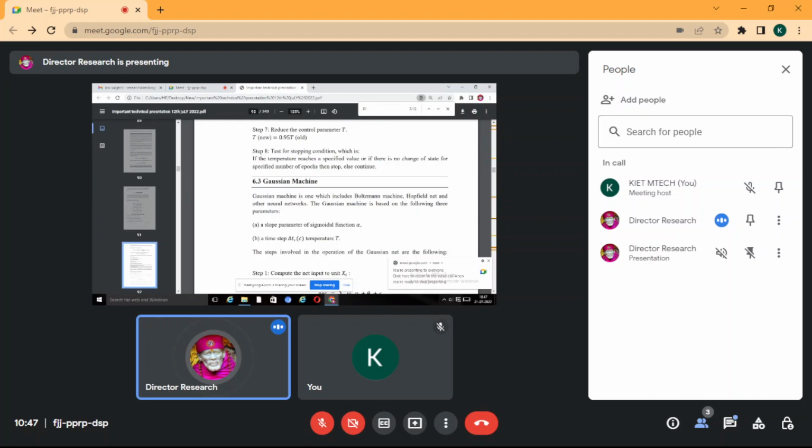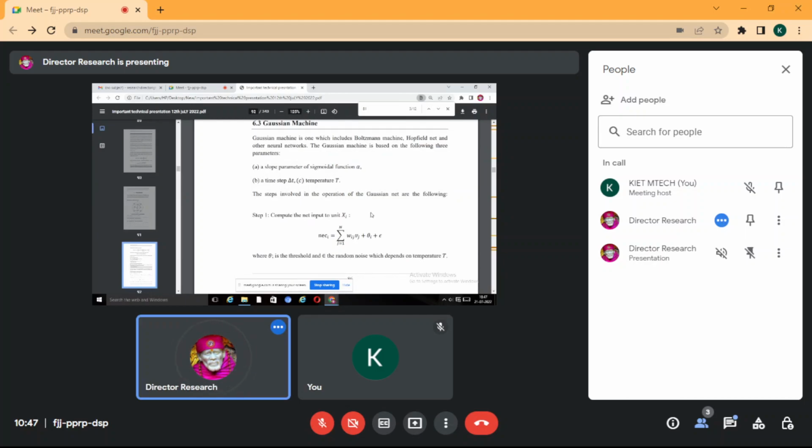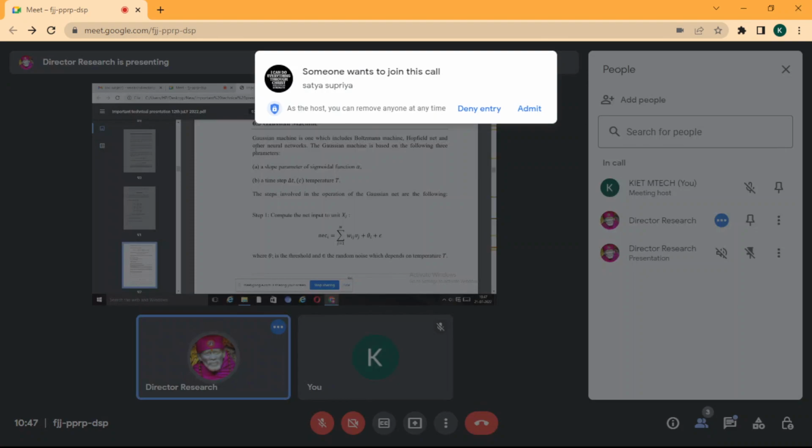Okay, Gaussian machine. The Gaussian machine is one that includes the Boltzmann machine, Hopfield net, and other neural networks. Okay, this is the concept here, Gaussian machine.